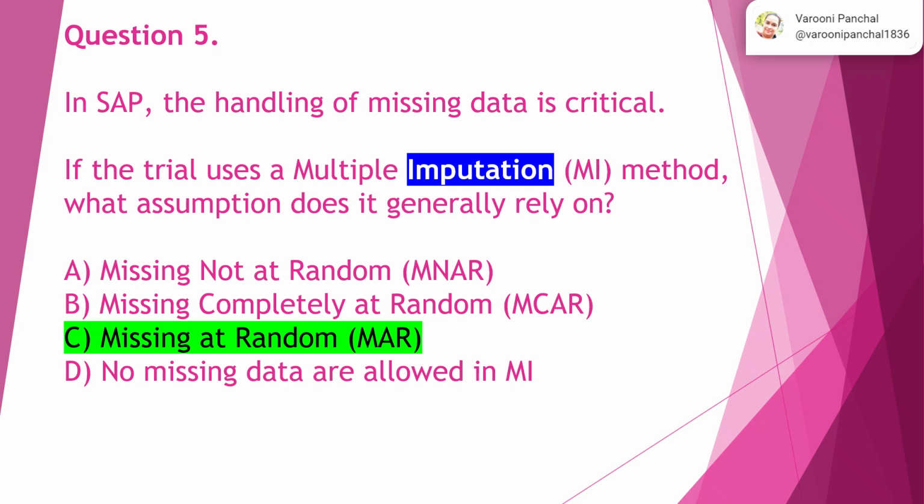Question 5. In a statistical analysis plan, the handling of missing data is critical. If the trial uses a multiple imputation (MI) method, what assumption does it generally rely on? Option A says missing not at random. No. Missing completely at random. No. No missing data are allowed in MI. No. So the correct answer is C, which is missing at random. So for all the data which has been missing, we use the MAR assumption. So the correct answer is C.